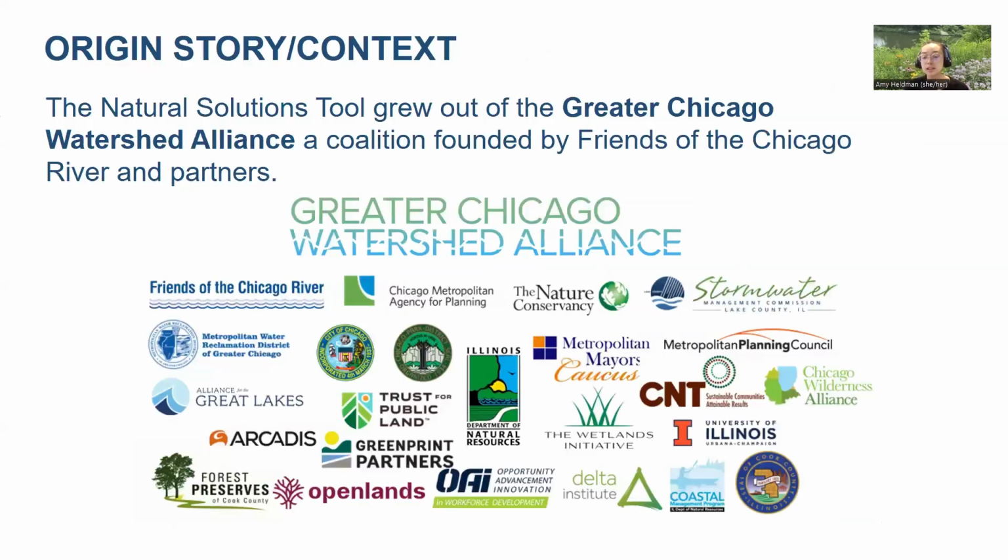And now I want to talk a little bit about the story of the tool, how it came to be, and the vision. So the vision for the Natural Solutions tool came out of our Greater Chicago Watershed Alliance, which is a coalition that Friends founded with other partners in 2020. And here we have some of the logos on the screen of those partners who are now participating in our coalition.